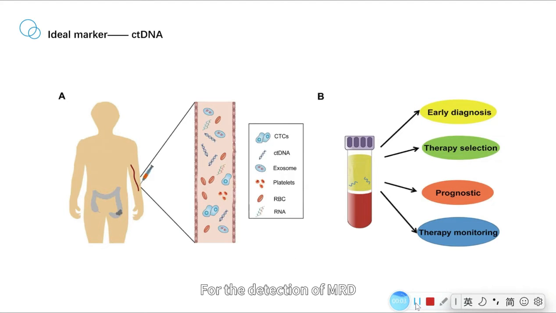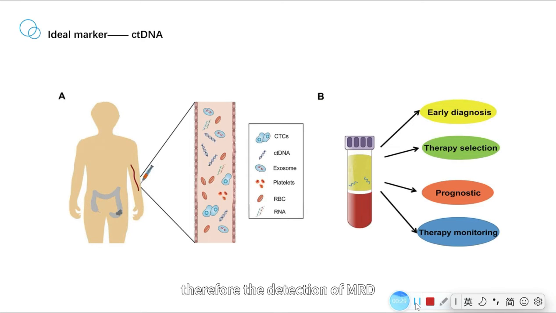For the detection of MRD, ctDNA is an ideal marker. After radical surgical treatment, the remaining tumor cells are very few and the tumor burden is low. The amount of ctDNA released into the blood is even lower, and the abundance may be even a few parts per 10,000 or even a few parts per 100,000.